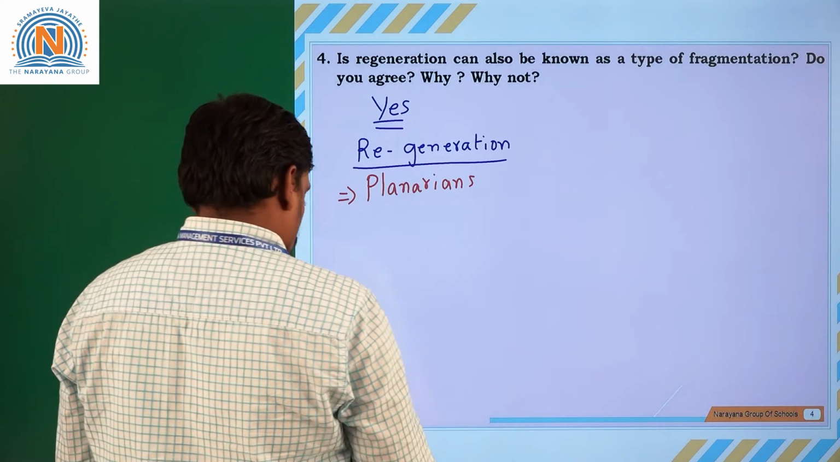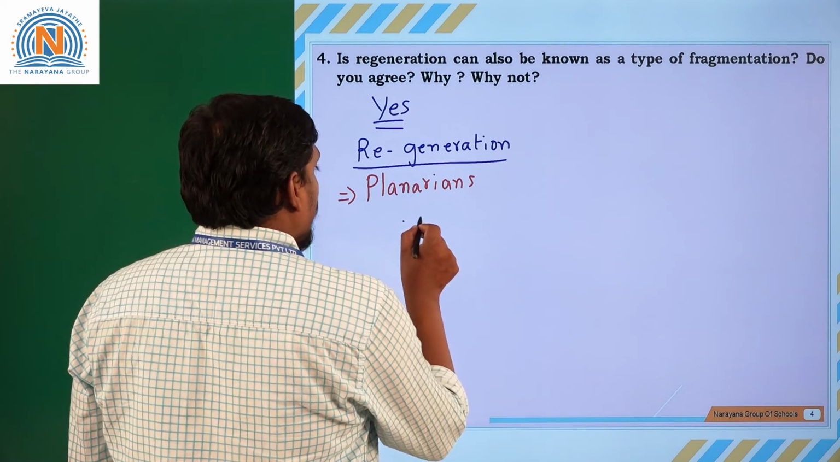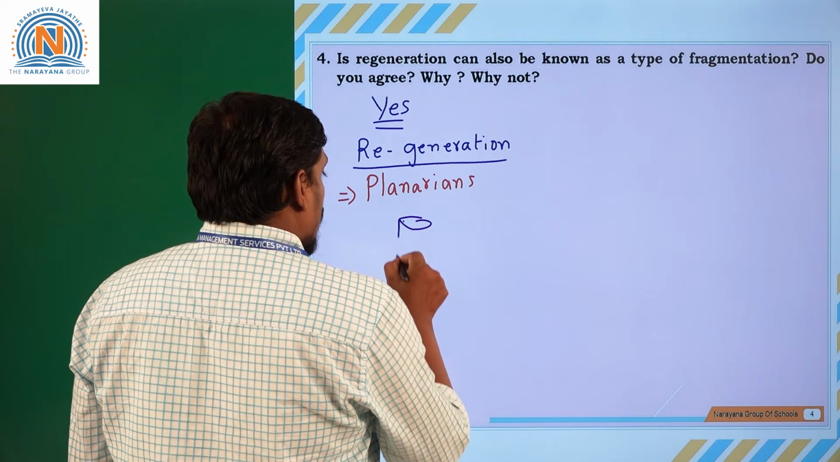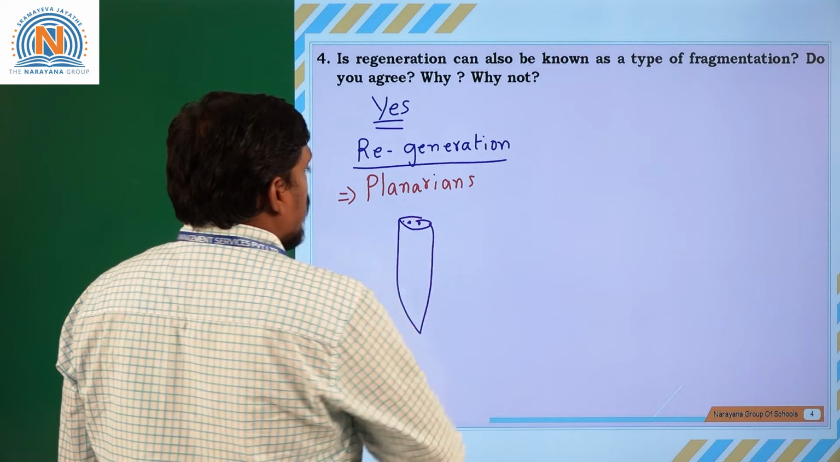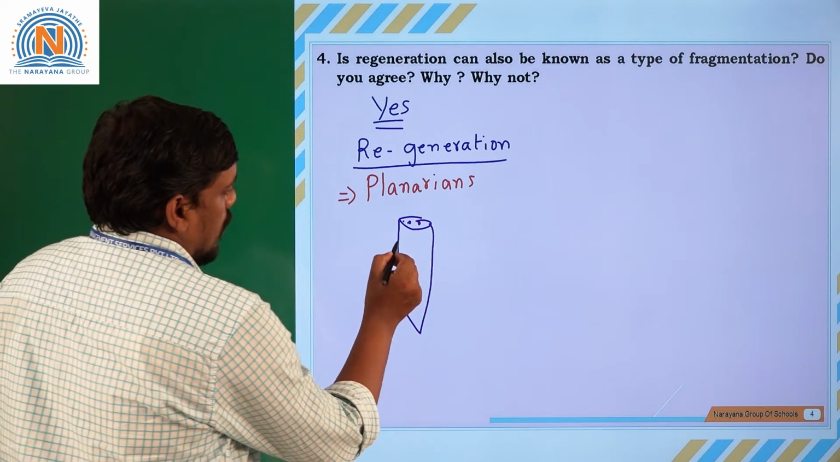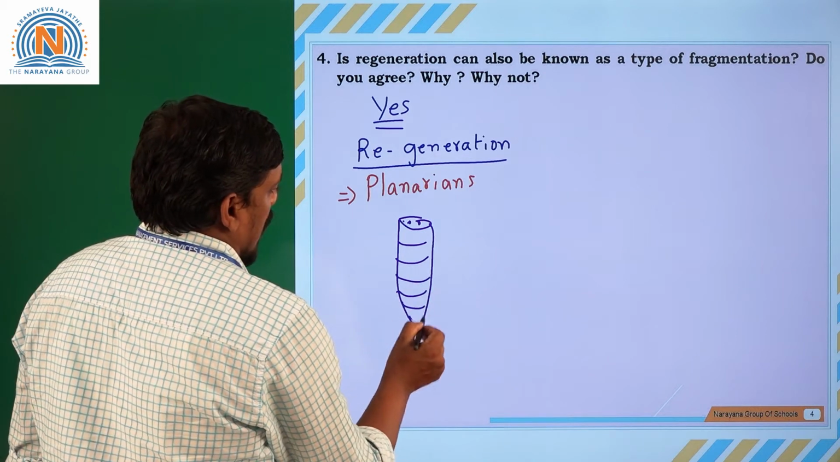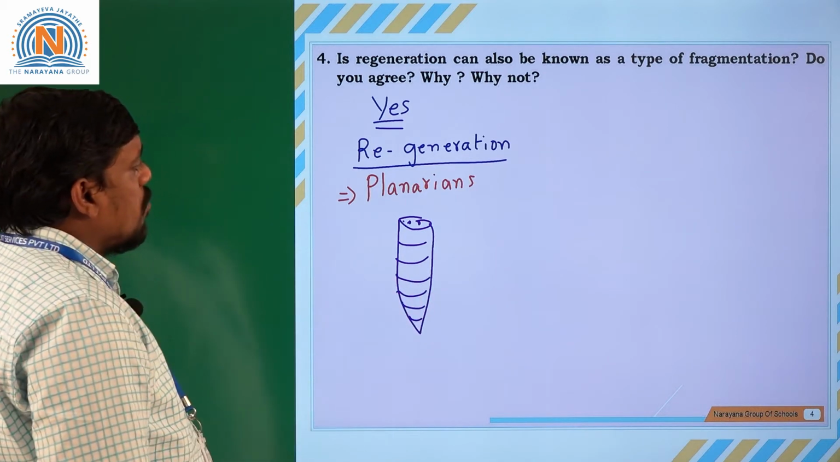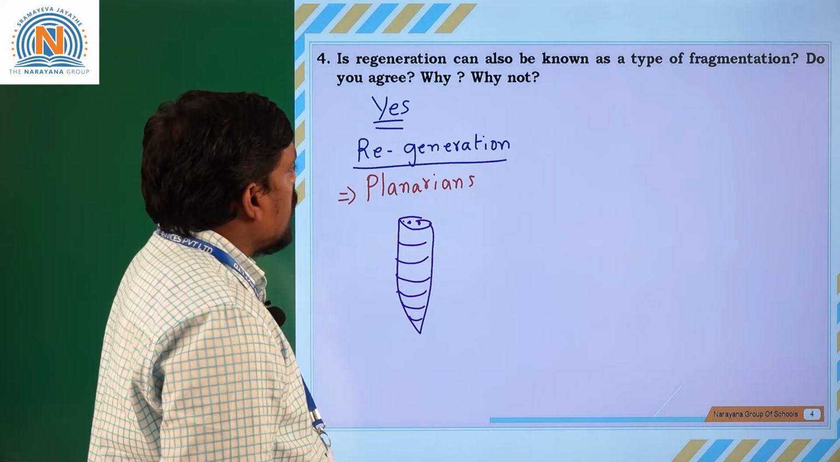During regeneration, how does this platyhelminthes look? Have you ever seen the structure of a platyhelminthes? The platyhelminthes generally look like this. They have a soft surface like this. So these kinds of organisms, called planarians, reproduce by regeneration.